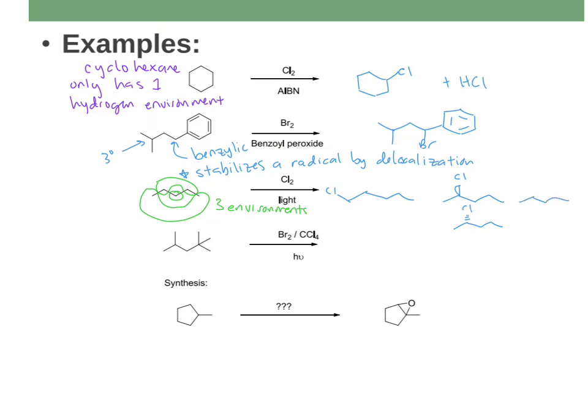And I'll draw one where I have the chlorine in that very center environment. So in environments 1, 2, and 3 there. So I'd get 4 products if I did Cl2 on just that pentane.